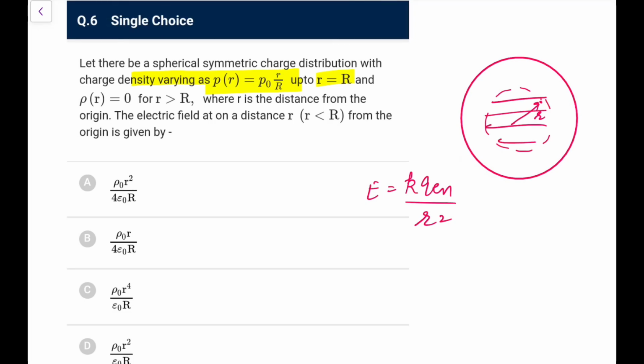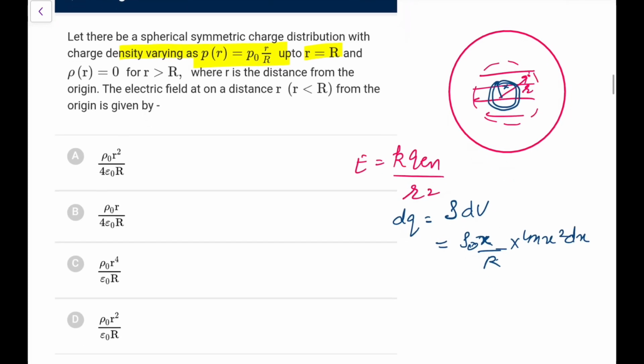For finding this Q enclosed, I go to a distance x and take a thin shell of thickness dx. So this charge dq would be rho into dV. Rho is rho naught, small r I can write as x, and capital R is capital R. Let me write it properly: rho naught x by R, and this volume is 4 pi x square dx. You all are familiar with it.